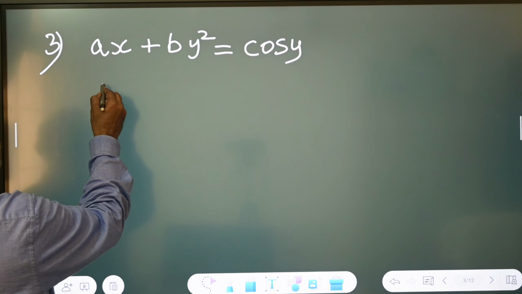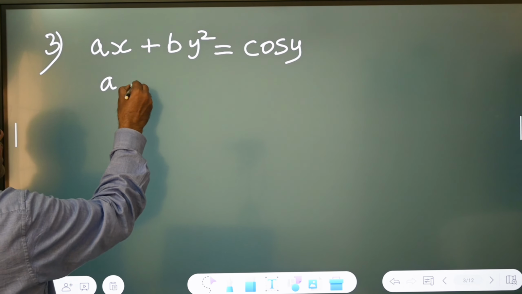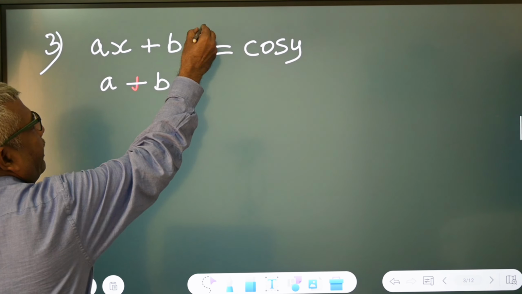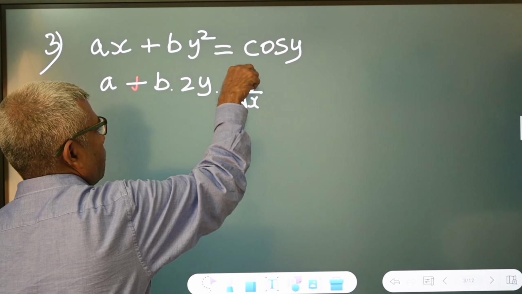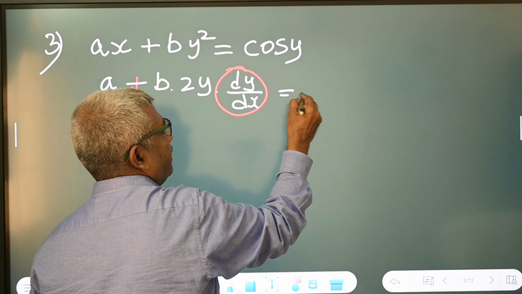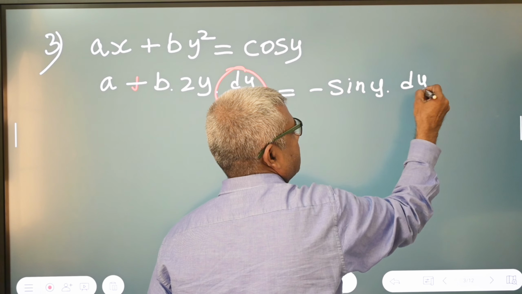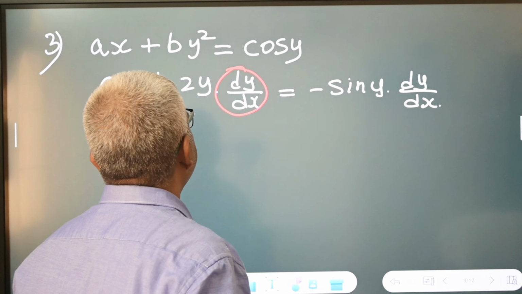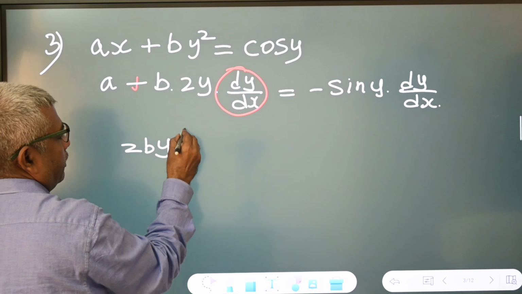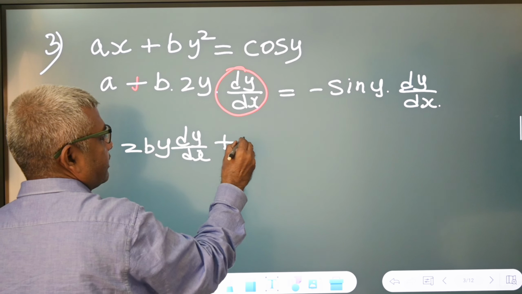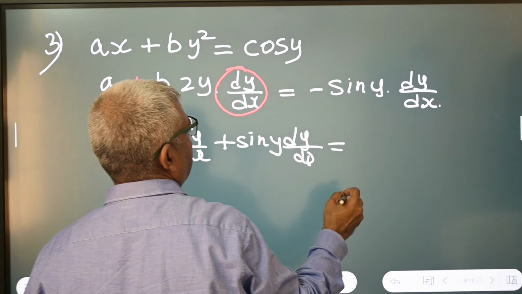Question number 3. ax plus by squared equal to cos y. Differentiate ax, differentiate a. By squared, differentiate b, y squared, if we differentiate, 2y, then dy by dx. Always remember, then y, if we differentiate, dy by dx. Cos y minus sin y, then dy by dx. Okay, then take dy by dx to one side: 2by dy by dx plus sin y dy by dx is equal to minus a.